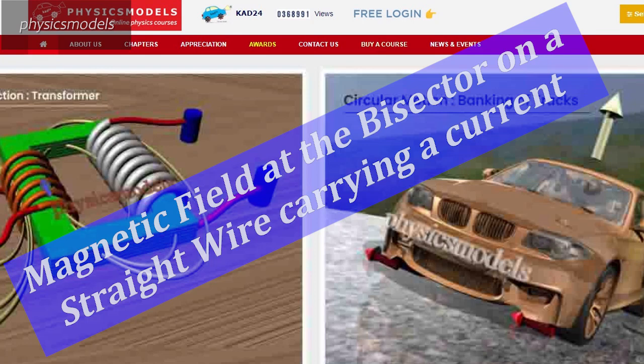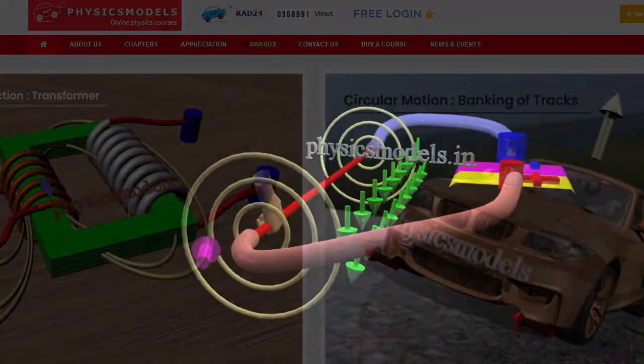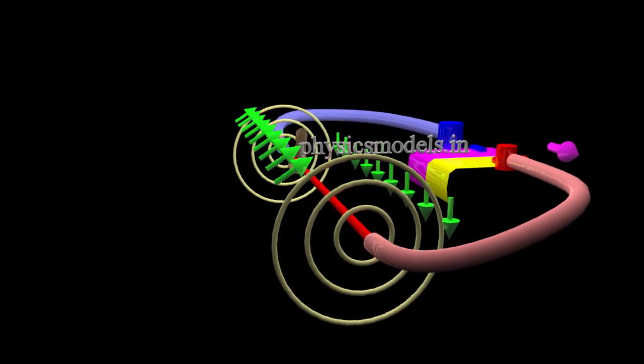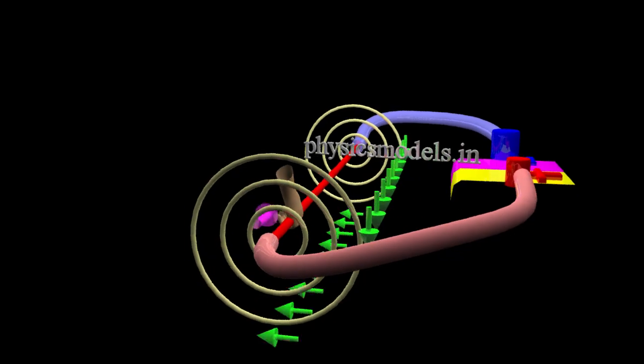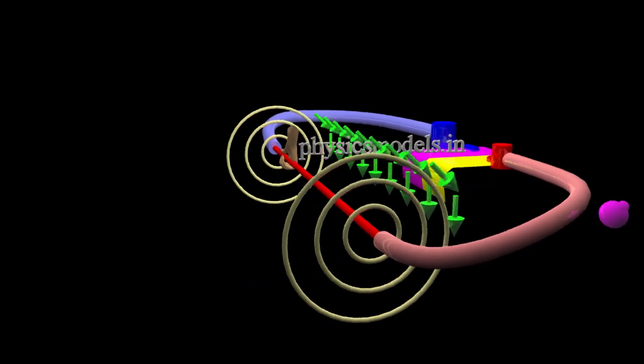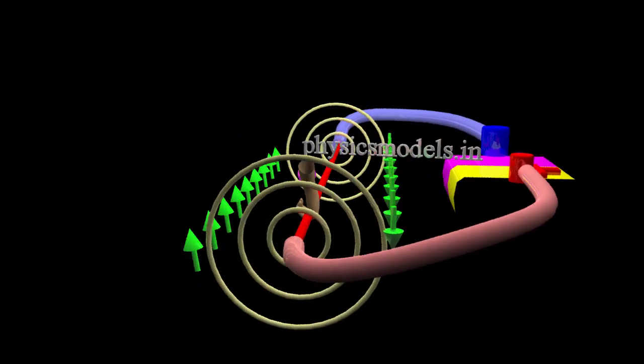In this video, I'll be explaining to you the magnetic field at a bisector on a current carrying wire. In this animation, you can see the direction of the current flowing around the wire in a pink arrow and the direction of the magnetic field.